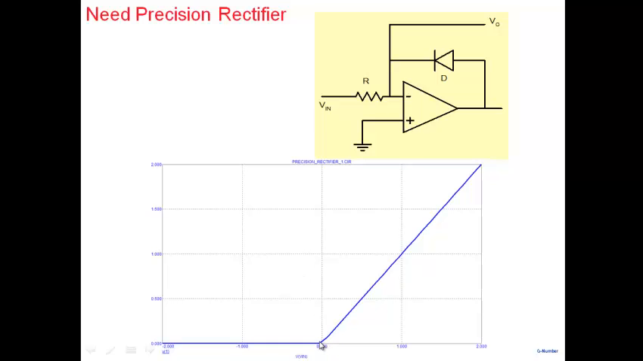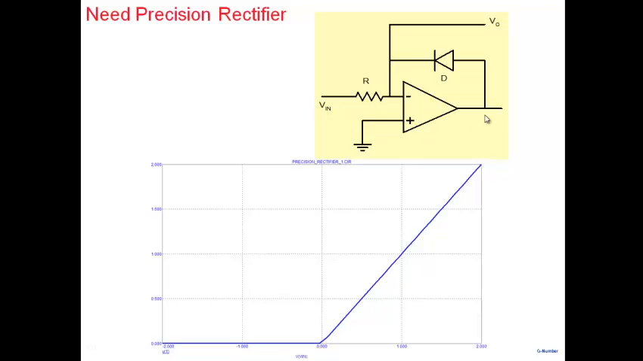Okay, so let's see how this particular circuit works. Now, when Vin is negative, the current of course flows in this direction here. The diode turns on and the current flows through the diode and then through R and into the source here. That's for Vin equal to negative.